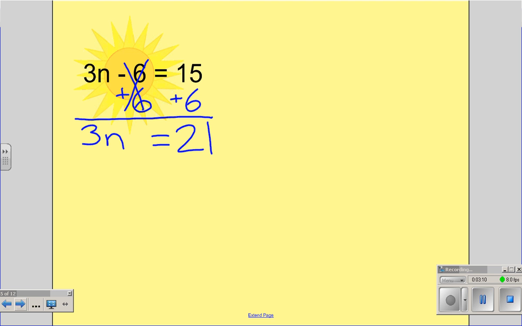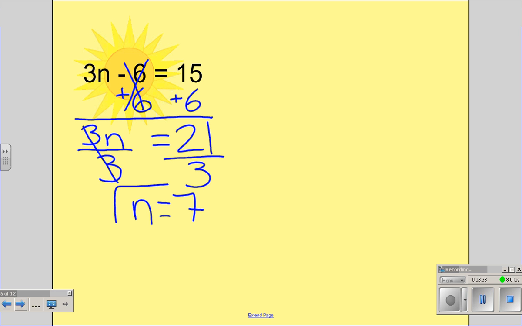You want to isolate your variable. You want to solve for n. So what you need to do is the inverse of the current operation. 3 times n is what's on the left-hand side. In order to get rid of that, you want to divide by 3. What you do to one side, you must do to the other. The 3's cancel each other out. You're left with n equals 7. So the answer to this equation is n equals 7.